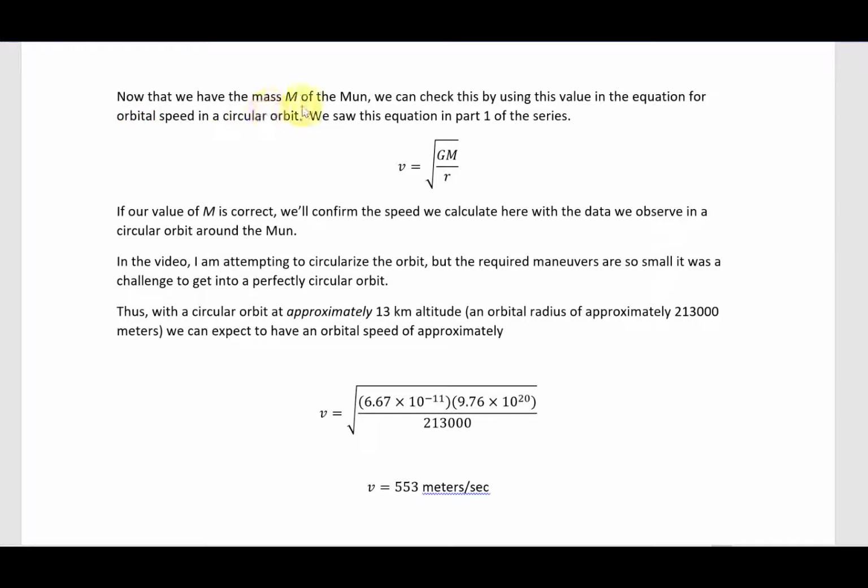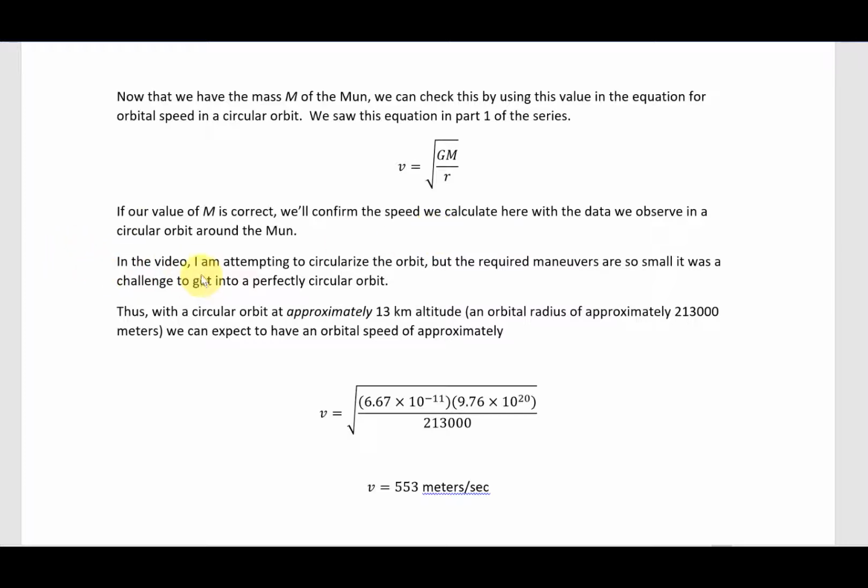Now that we have the mass, capital M, of the Mun, we can check this by using this value in the equation for orbital speed in a circular orbit. We saw this equation in part 1 of the series. The velocity is the square root of the gravitational constant times the mass of the primary body, divided by the orbital radius. So if our value of M that we just computed is correct, we'll confirm the speed that we calculate here with the data that we observe in a circular orbit about the Mun.